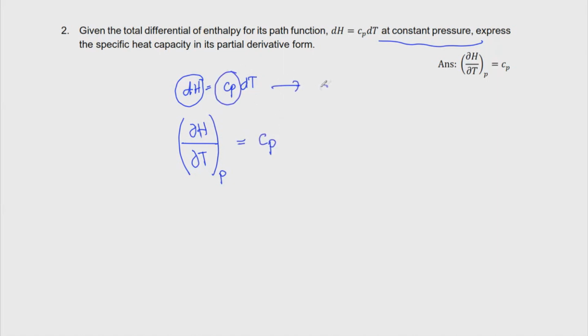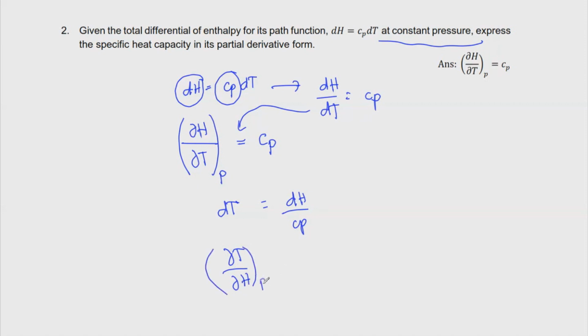So imagine having dH divided by dt, and that is equal to Cp, and then you transform that in terms of partial derivative, of course, by having this constant pressure. So it's like what happened here in a more general and easier way to view this. Do you know that if you have dT, that is equal to dH over Cp based on this whole expression, you can also express this in terms of the change in temperature with respect to the change in enthalpy at constant pressure. That would also be equal to 1 over Cp.